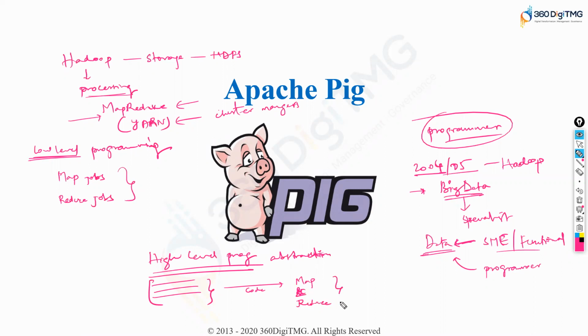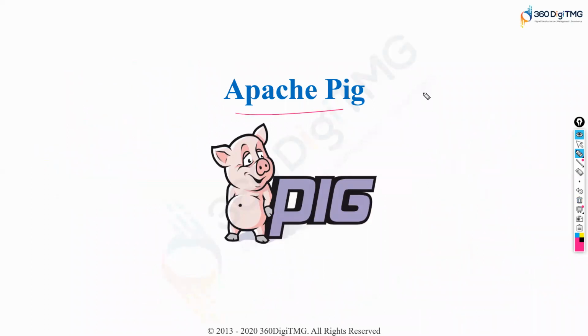And the communication, thanks to YARN, right? It makes sure that these jobs get executed on your Hadoop. Right? So high-level code gets converted into map and reduce automatically, thanks to these high-level programming abstractions. And one such programming abstraction is Apache Pig.